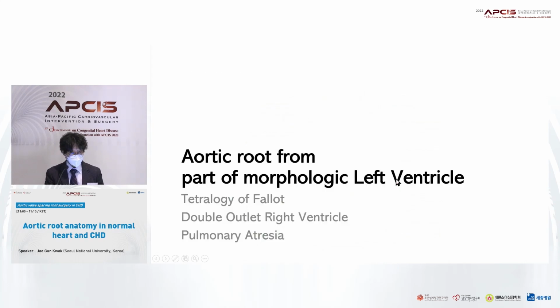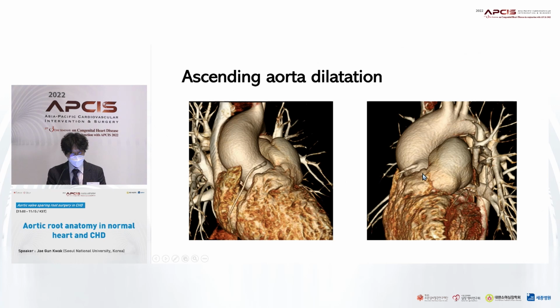The second part of my talk is about the aortic root from the left ventricle, but some part of the aortic root from the right ventricle. You can see this in patients with tetralogy of Fallot, double outlet right ventricle, and pulmonary atresia with ventricular septal defect, and so on. But basically, I don't think there is a specific difference between these patients and the normal population, but we frequently encounter some pathologic situations like this.